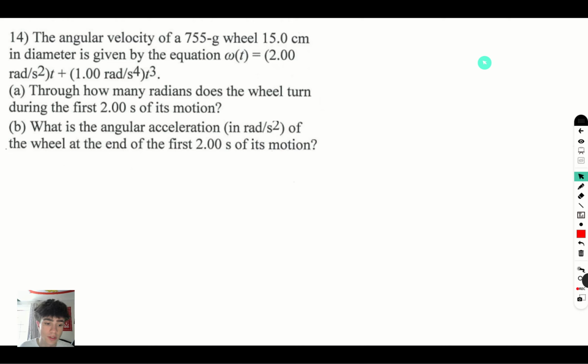Today we're going to be talking about angular velocity, acceleration, and position. This one's going to be a shorter, simpler video, so let's just get straight into it.